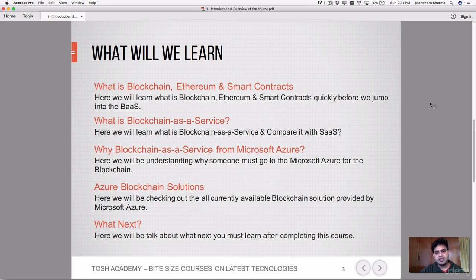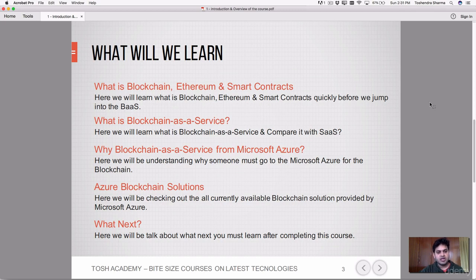And how it is comparable with SaaS, which has very well-known industry expert views in the space. So we'll talk about how it is better and how it is different from SaaS. And then we'll talk about why blockchain as a service from Microsoft Azure, why not from IBM or other platforms. Yes, they have pretty good reasons to go ahead with Microsoft Azure rather than other platforms. And why not AWS? Is AWS offering blockchain as a service? Maybe we'll answer that question in the course.